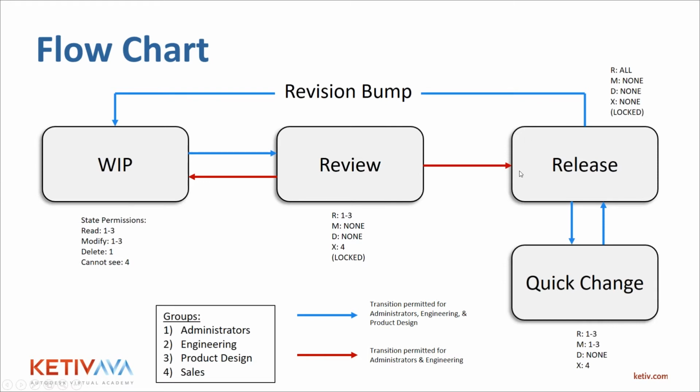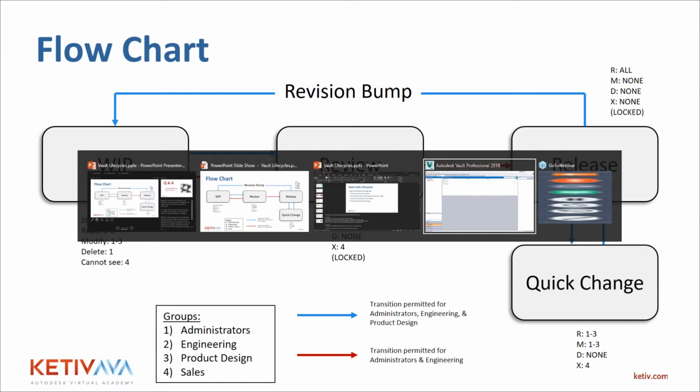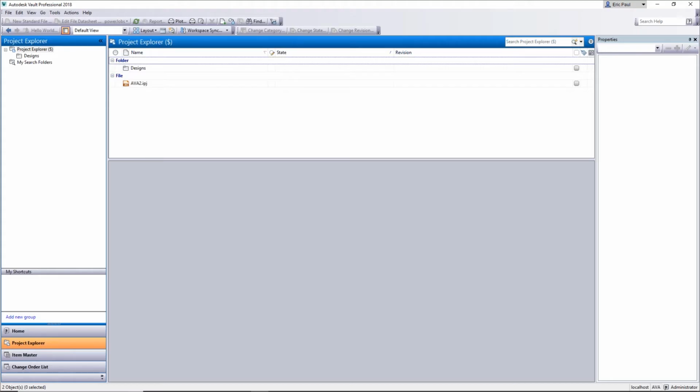All right, so let's take a look at how this translates into setting up a lifecycle in Vault, taking this flowchart and actually implementing it. And before we do that, I'll stop real quick and just see if anyone has any questions before we get into Vault itself. I know there were a couple of questions coming through.